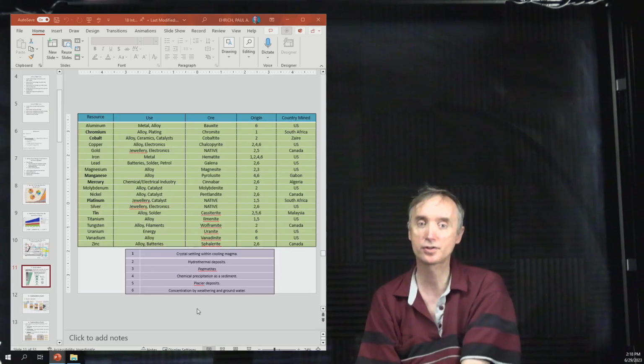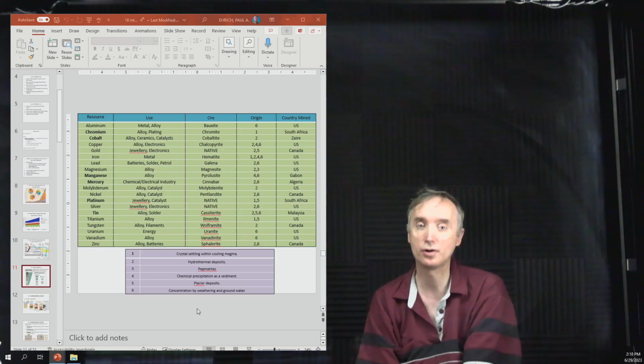Okay, and then this chart here shows a whole bunch of different kinds of mineral resources that the Earth has, and it also talks about which countries have these mineral resources, and how they form. So this again would be a good one if I was to give you this chart on the exam. Can you interpret what it's trying to say?